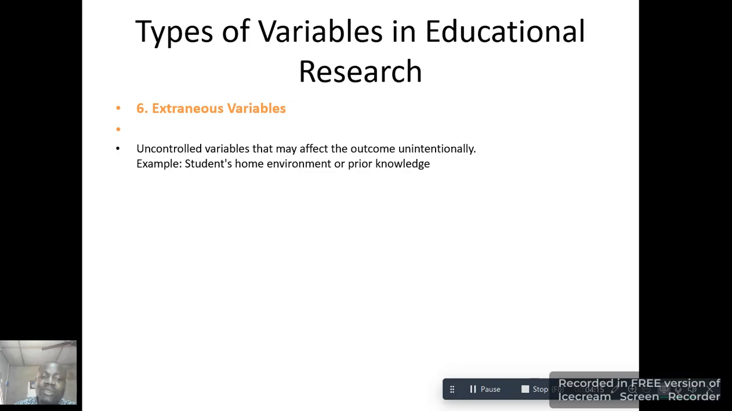We also have the extraneous variable, that is, the uncontrolled variable. These are variables that may affect the outcome unintentionally. Examples are the student's home environment and prior knowledge.